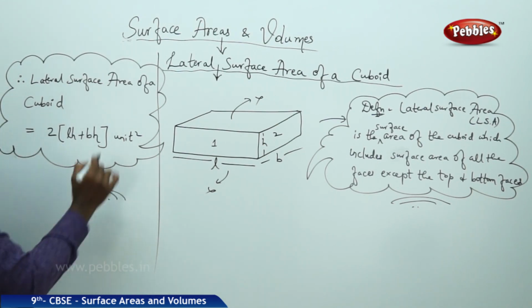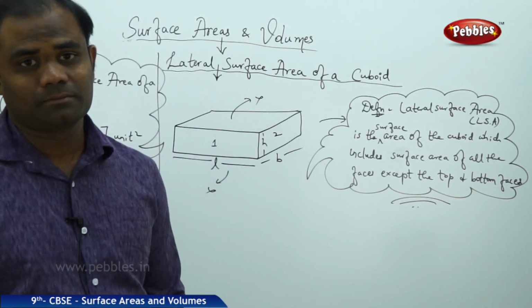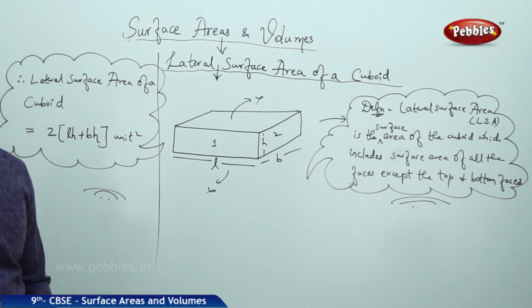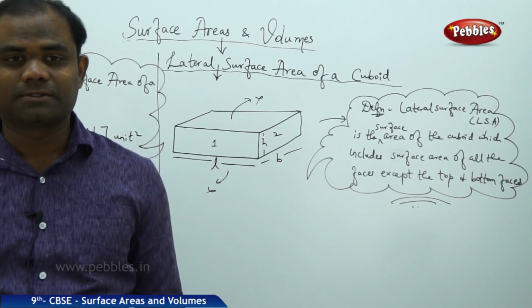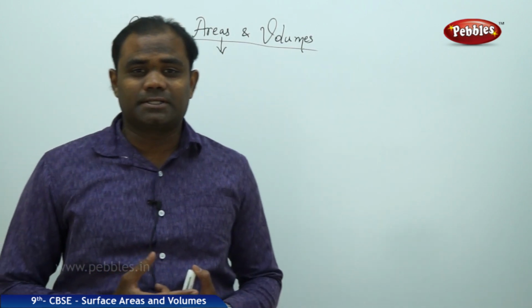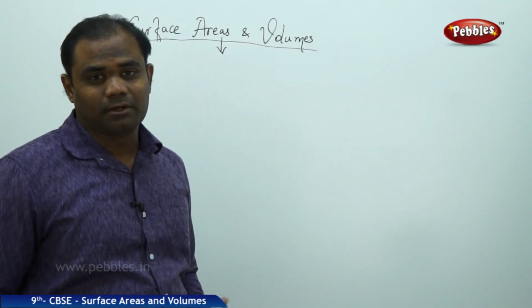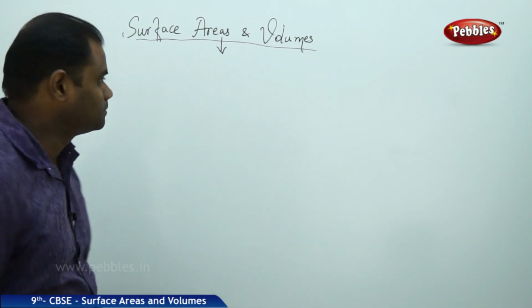That's how we understand the lateral surface area of a cuboid: 2 times (LH plus BH). The top and the bottom faces are exempted in lateral surface area. Now that we have discussed the lateral surface area of a cuboid, let's apply it in a problem. So let's see the applications of lateral surface area, how to find the lateral surface area of a given cuboid.